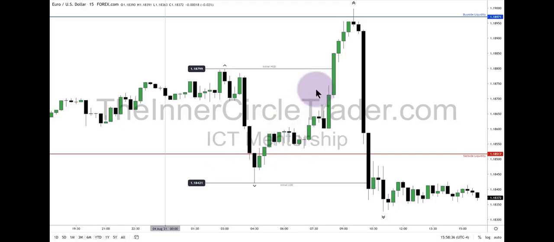Then rallied up through New York open, attacked the initial high of the day buy side liquidity pool, then repriced to the buy side liquidity pool shown on that hourly chart. Then crashed all the way back down to take out the sell side liquidity pool resting below the initial low of the day formed in London, and then consolidated going into the close.